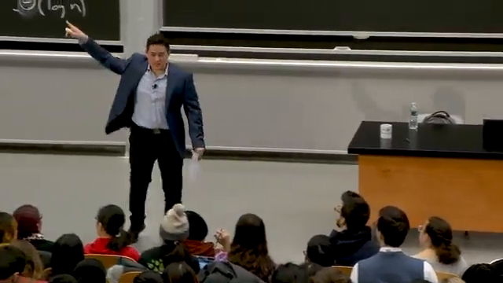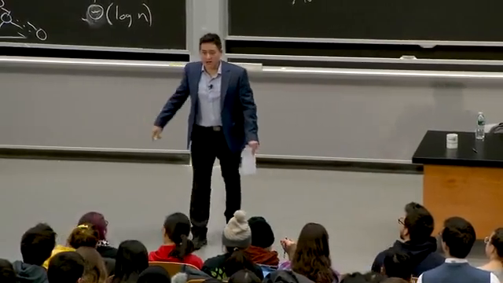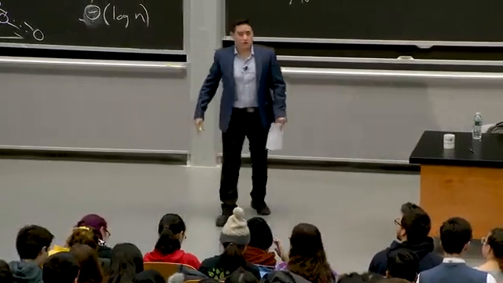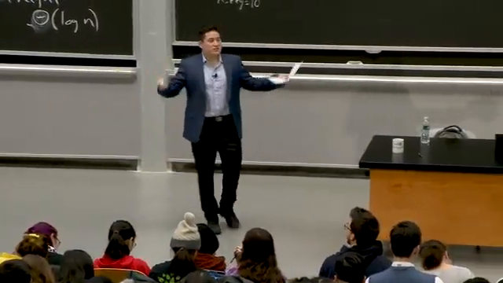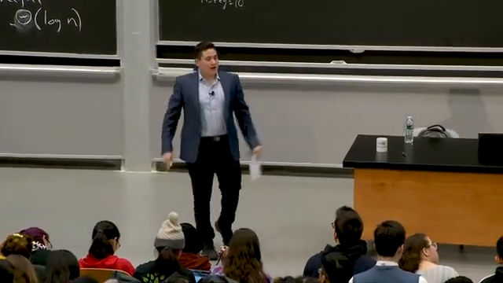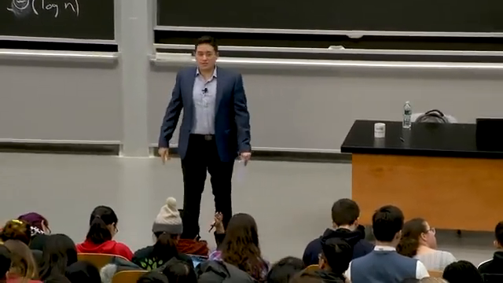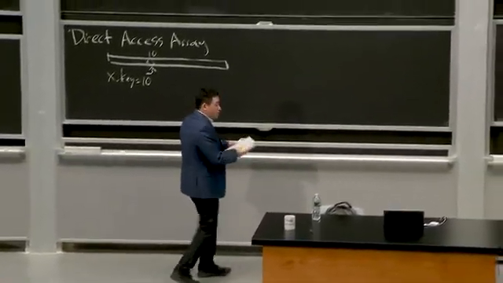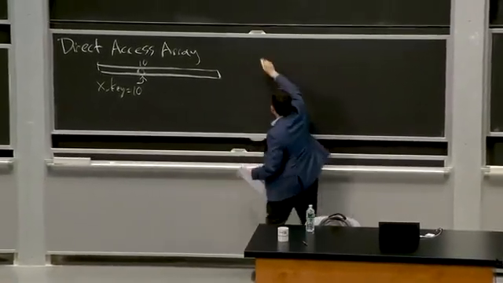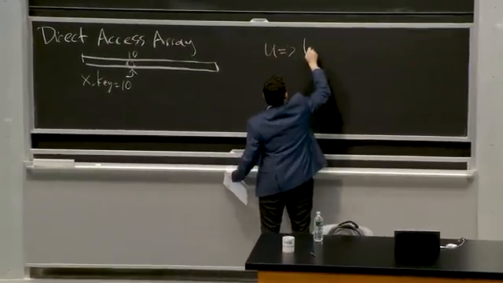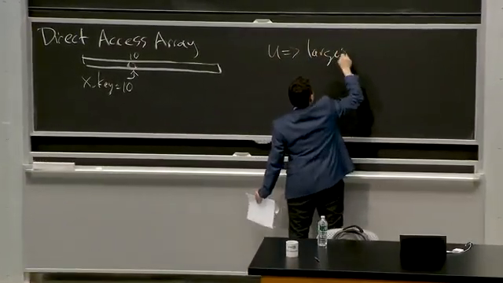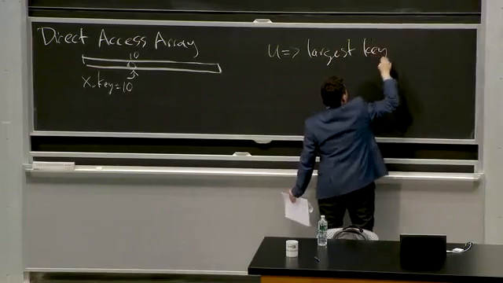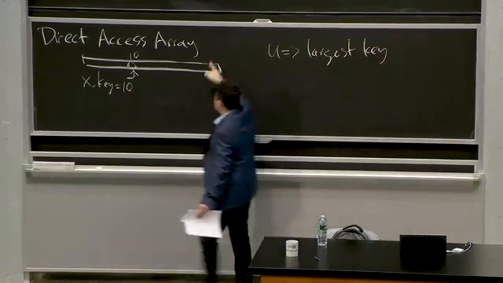Yeah. What is u? u is the size of the largest key that I'm allowed to store. Does that make sense? The direct access array is supporting up to u size keys. Okay, we're going to move on for a second. So that's the problem, right? When u, the largest key, is big. We're assuming integers here, right?